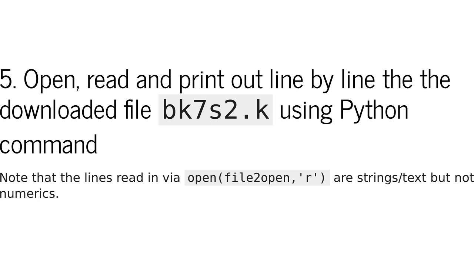This distinction is crucial, because if we need to perform mathematical operations on any data from the file, we will first have to explicitly convert those string representations into numeric types like integers or floating point numbers. This process of reading and initial inspection is a fundamental part of data massaging.